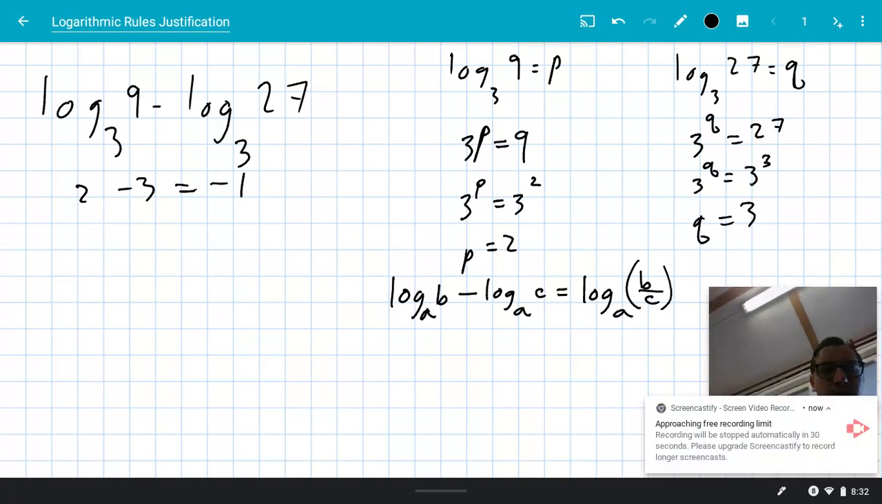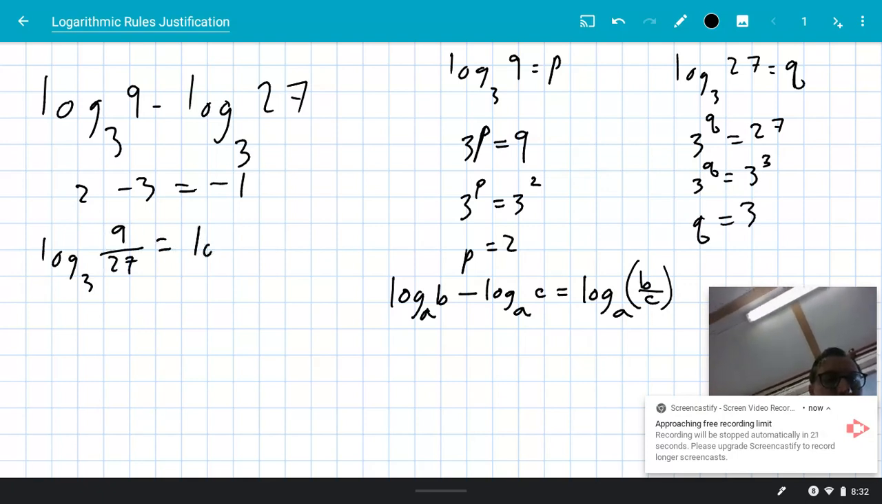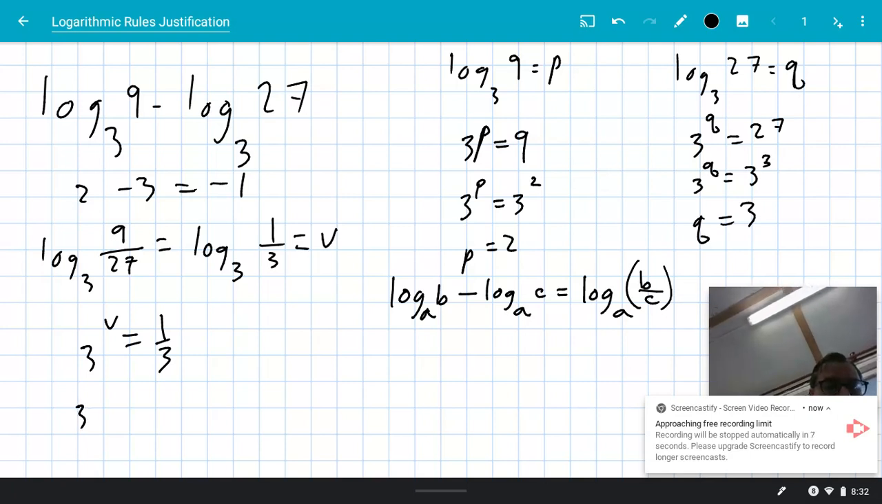So we are at log base 3 of 9 over 27, which is log base 3 of a third. Let's say that that is equal to v. So 3 to the v is 1/3. 3 to the negative 1 is 1/3. So v equals negative 1.